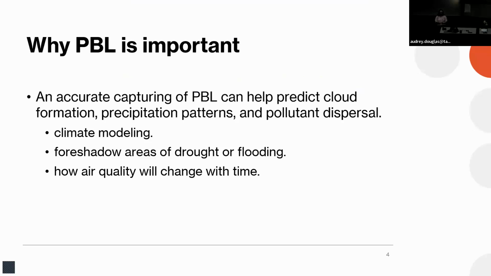It also matters for how air quality will change with time, because most of your air pollutants are going to stay below the boundary layer since they can't escape into the free troposphere. So if that boundary layer is shallower or closer to the surface, you're going to have more air quality issues, and vice versa if it were deeper.